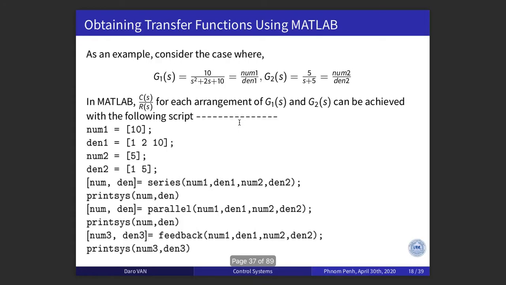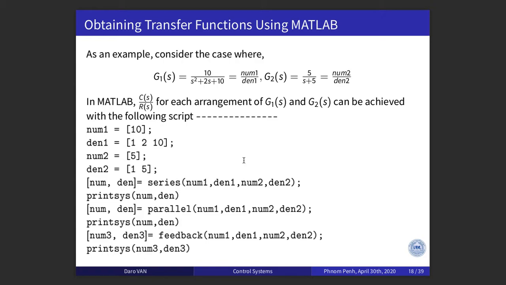You can write a script and need to specify the numerator and denominator. So 1 is the numerator of G1, 10. Denominator of G1 is given like this in MATLAB: 1 is the coefficient of this, 2 is this coefficient, and 10 is this one. The same way for G2, and then you can use all of this.